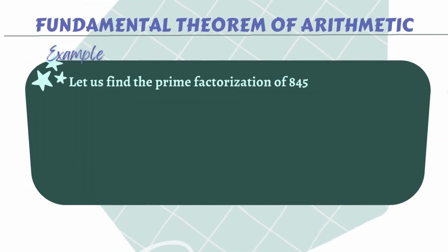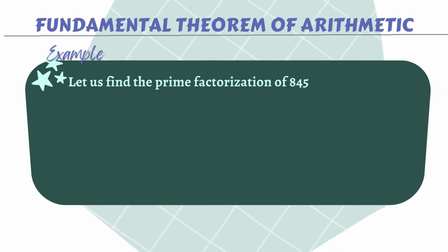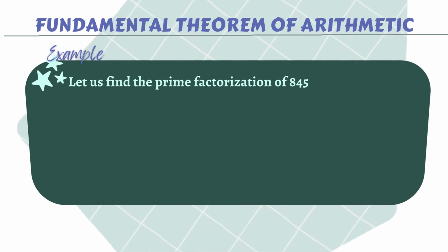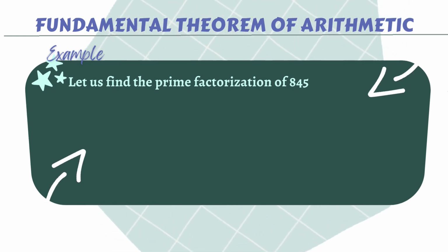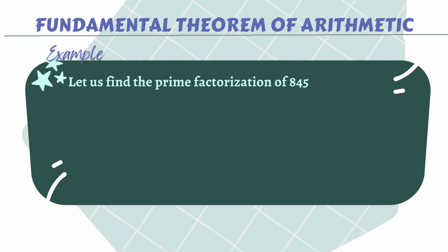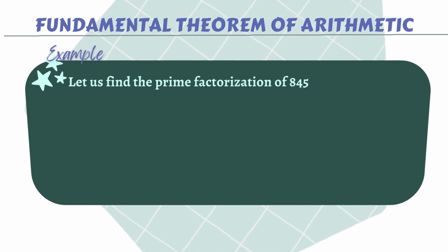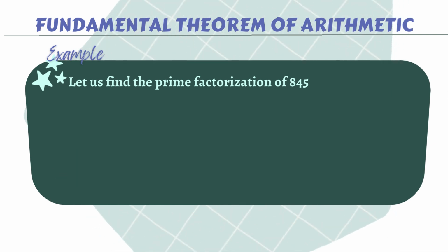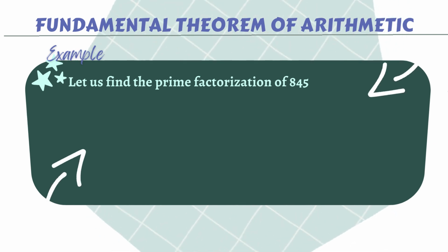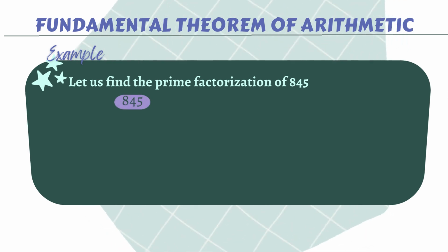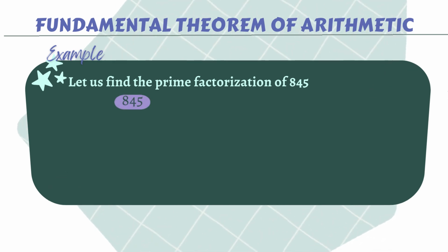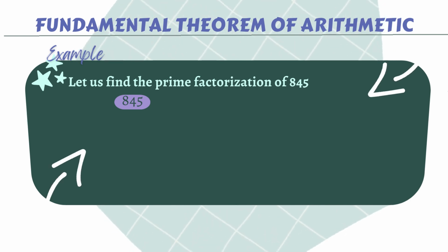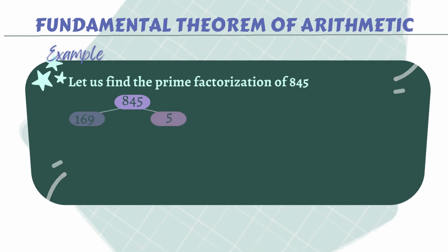I have prepared here an example to visualize it better. Let us try to find the prime factorization of 845. To better understand and visualize it, we'll be using a factor tree. Let's start first with the given, so 845. 169 and 5 are factors of 845, so we have to put them right under 845.